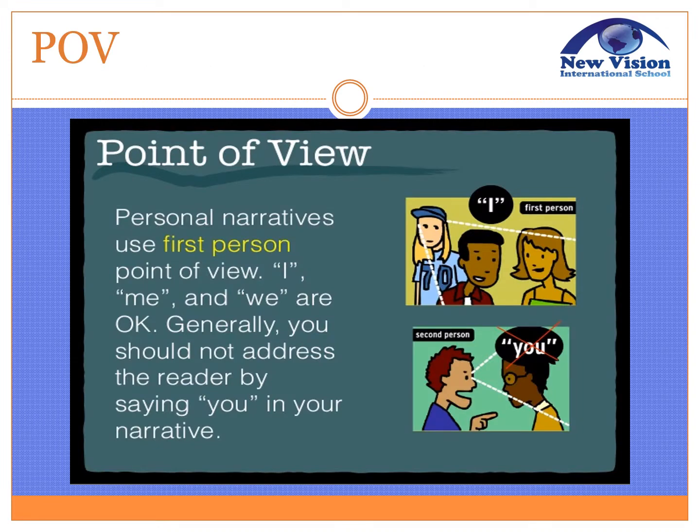Now, remember this one, that a personal narrative is always written in first-person point of view. So you're going to use I, me, and we. Okay? Generally, you should not address the reader by saying you in your narrative. That point of view is in the first person.